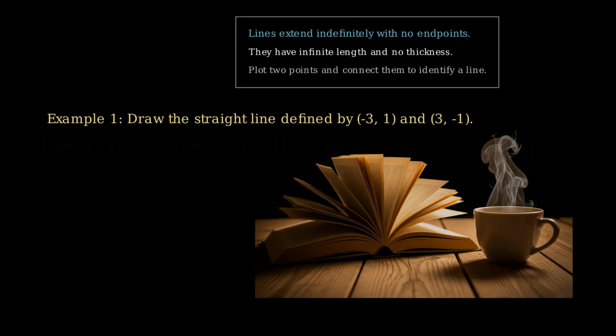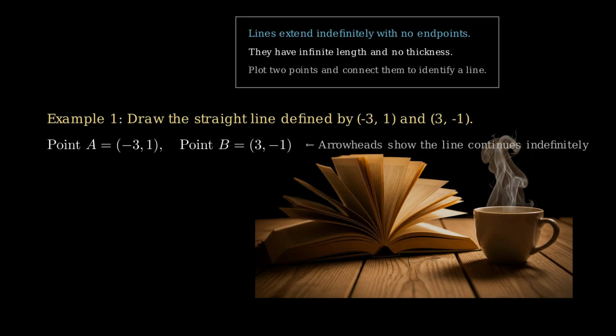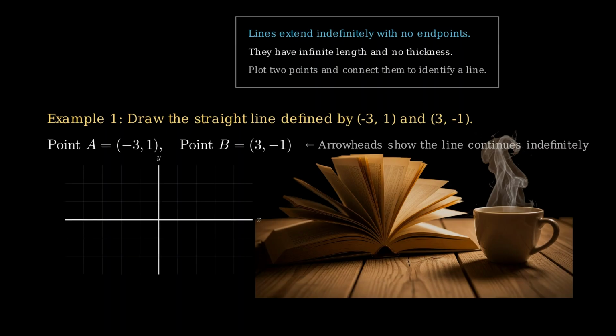Let's look at example 1. Draw the straight line defined by the points (-3, 1) and (3, -1). First, we plot the 2 points on the coordinate plane. Then, we connect them using a straightedge. Notice the arrowheads at both ends of the line. These show that the line continues indefinitely without ending.